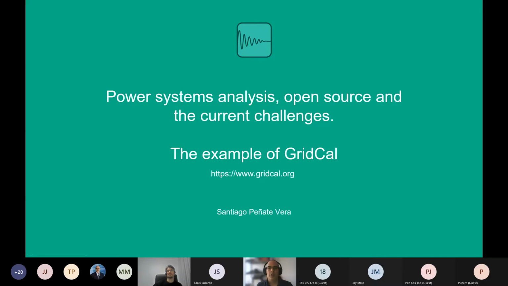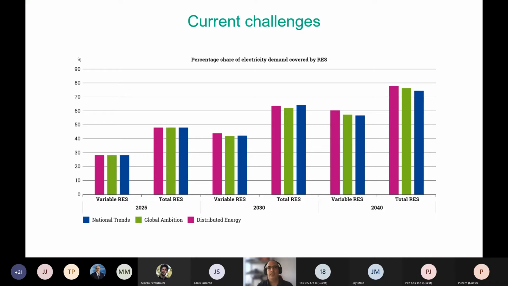Okay, so welcome everyone, and I'm going to discuss a bit about how we deal with power system analysis today and the current challenges, and what does open source have to say about all this. And I'm going to try to tie all the talk to my experience developing GridCal and what it brings to me as a power systems engineer, and probably to someone else, but not only the program, but open source as a concept. The first slide is the current challenges.